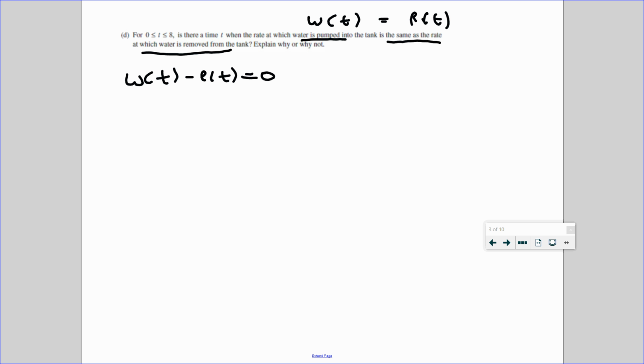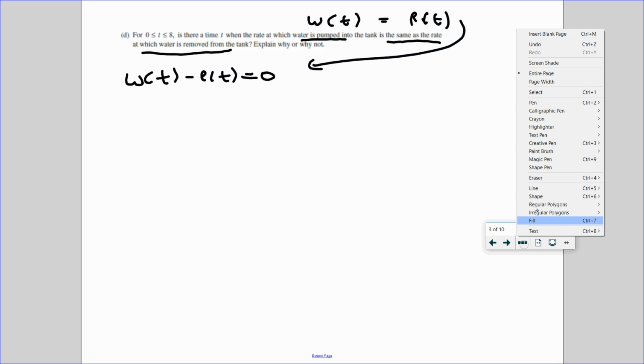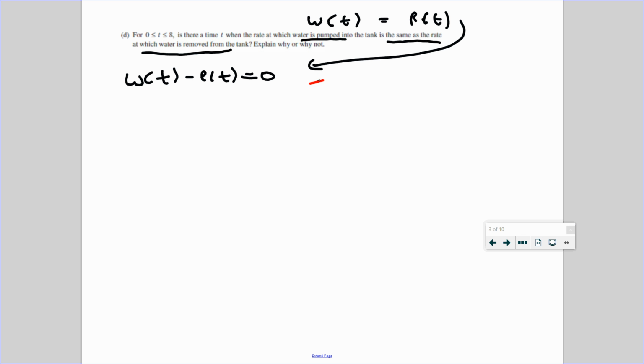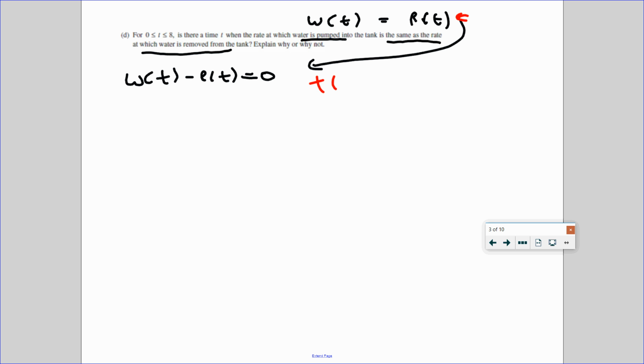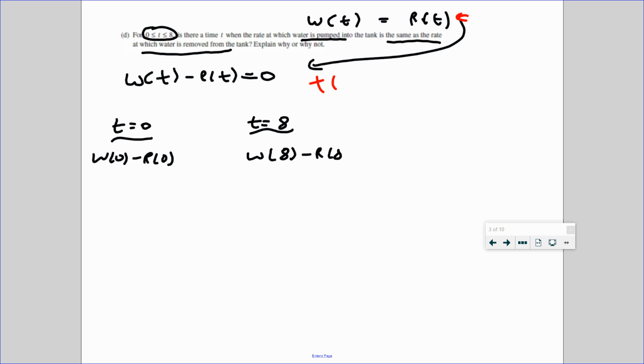In other words, what did I just do? I just kind of solved that. And the AP is going to give you 1 point for this, although they'll give you the point if you got this as well. Now, if you got that far, you're doing pretty darn good on this question. So we want to know, is there a time where they'd be the same? So I can use the intermediate value theorem. I can take the values at t equals 0 and the values at t equals 8 and find out what they are. So if I can find w of 0 minus r of 0, w of 8 minus r of 8, I can calculate those.